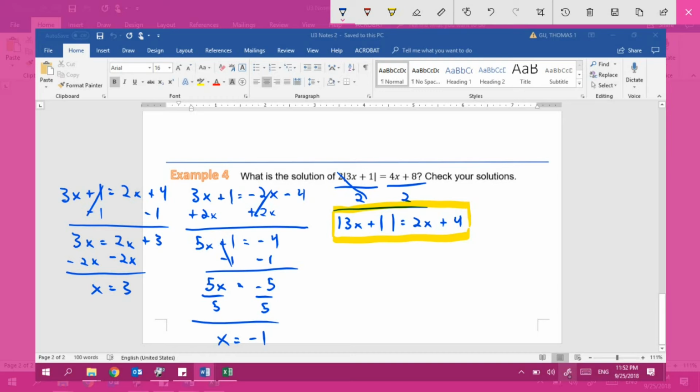Let's check to see if both of these solutions actually work. So the equation we're going to plug it into is the absolute value of 3x plus 1 equals 2x plus 4. So let's try the 3 then. Absolute value of 3 times 3 plus 1 equals 2 times 3 plus 4. Okay, what is 3 times 3? That's 9 plus 1 is 10. And what is 2 times 3? That's 6 plus 4 is 10. So is the absolute value of 10 equal to 10? Yes, it is. So x equals 3 is one solution.